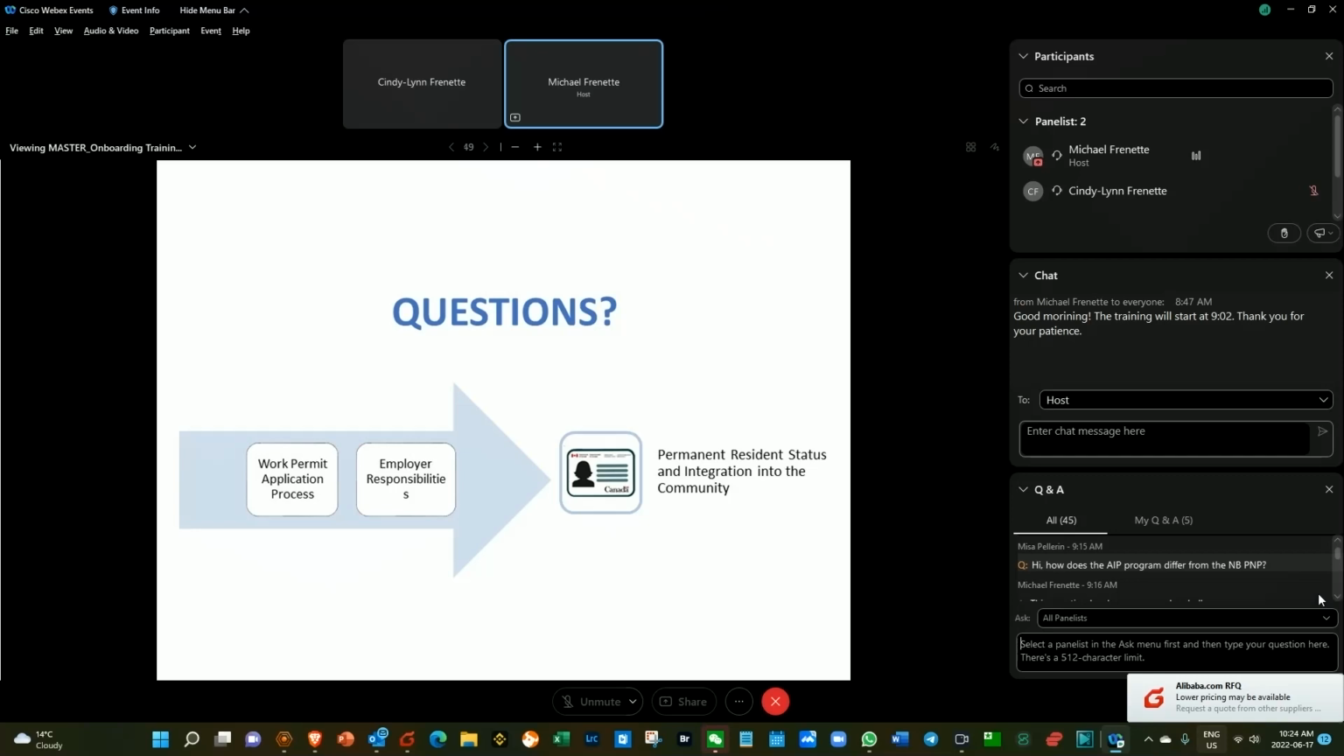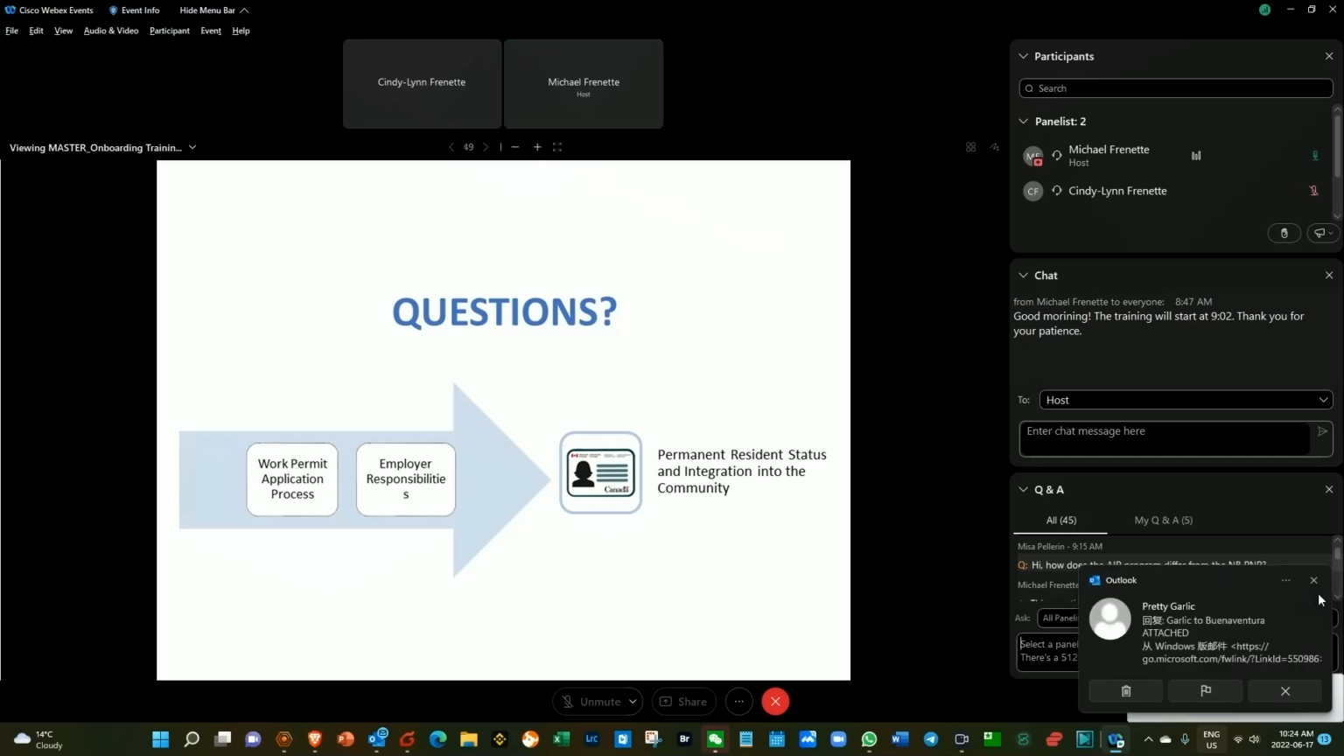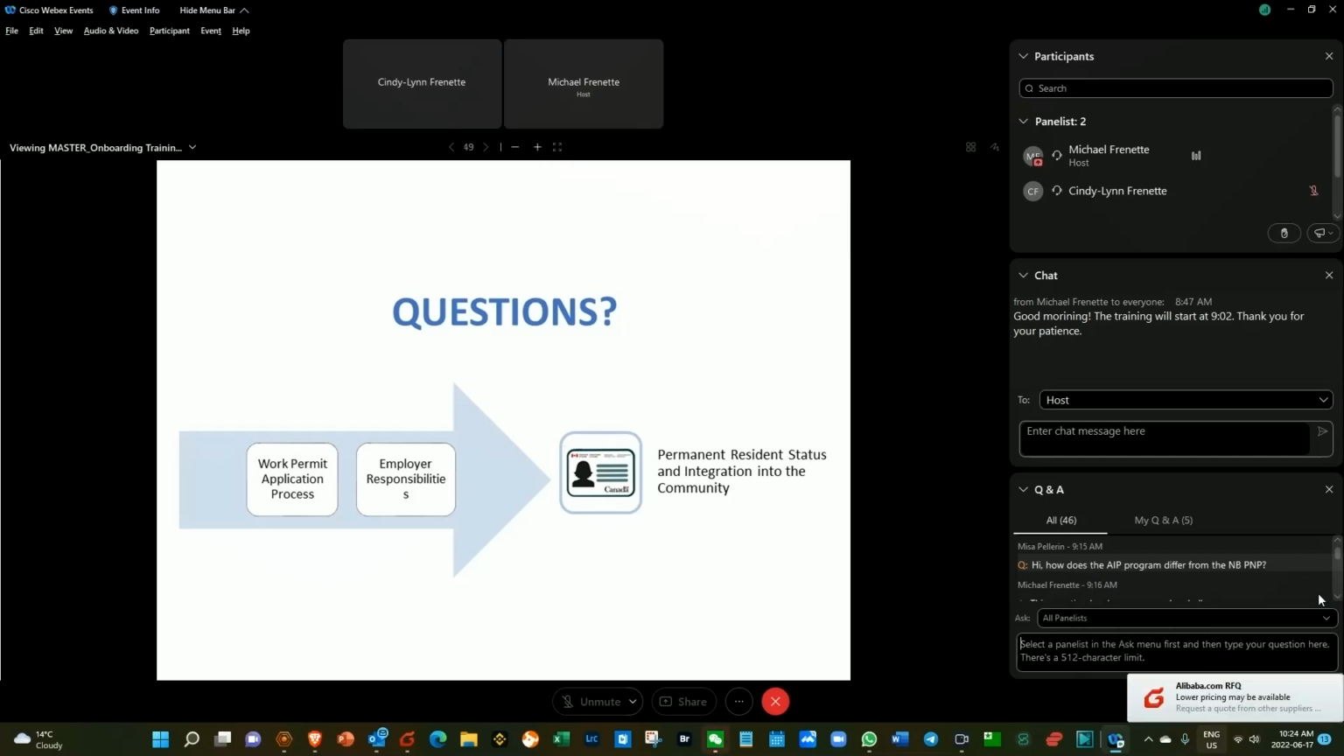Yes, a candidate with school-age children will require a study permit. There is no fee required for the Atlantic Immigration Program from the employer's point of view, unless you are using the work permit. Then there would be the $230 compliance fee. But if it's only for permanent residency, there are no fees for the employer.